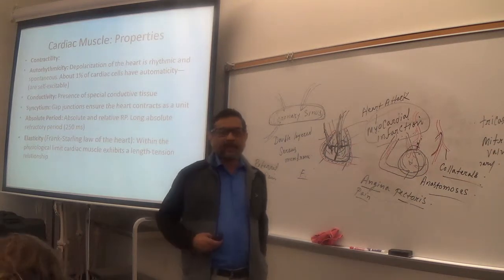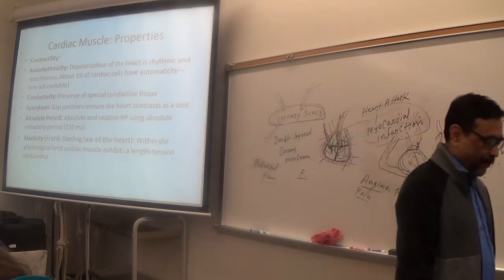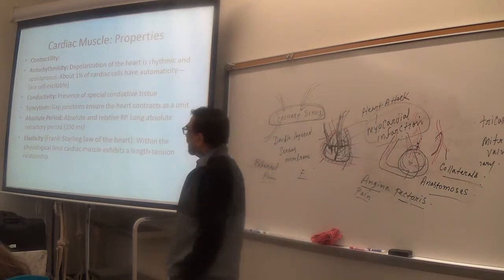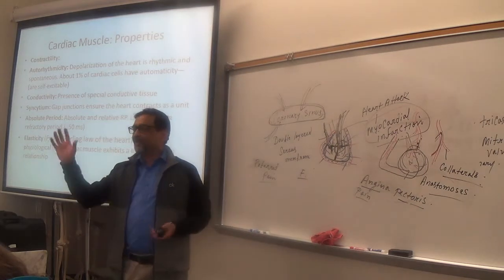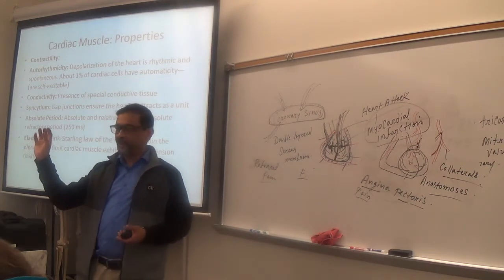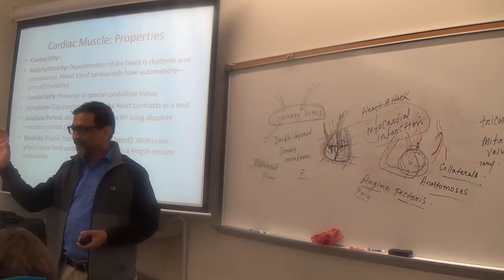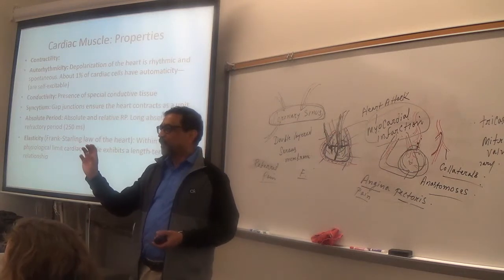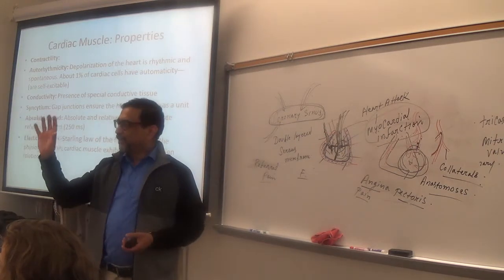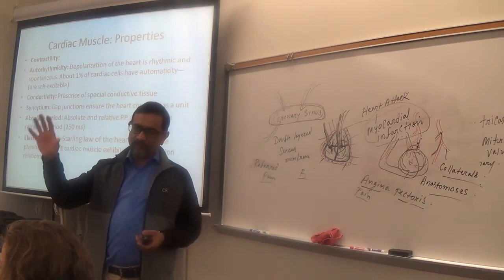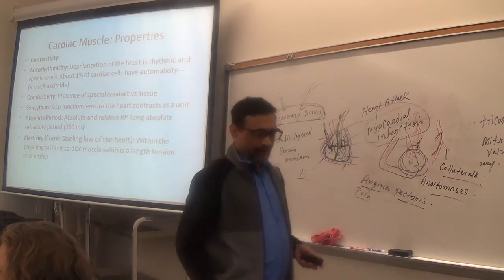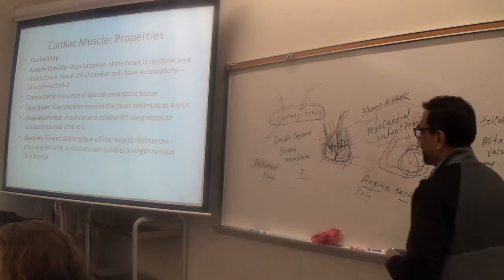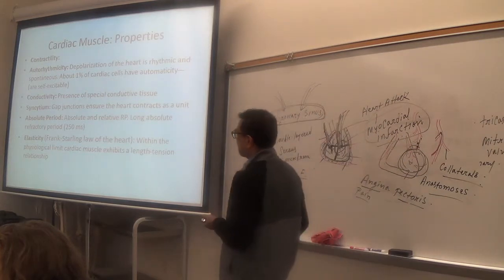One property is contractility, the ability to contract. You know that heart muscle contracts involuntarily. It doesn't listen to your command, right? Involuntary contraction. Not only that, it contracts continuously, right? So the contractility of heart muscle is different than other muscles.